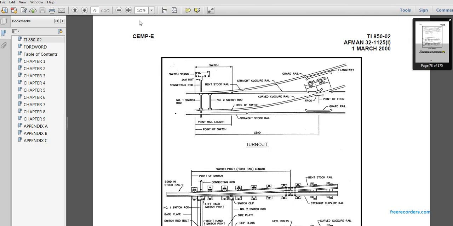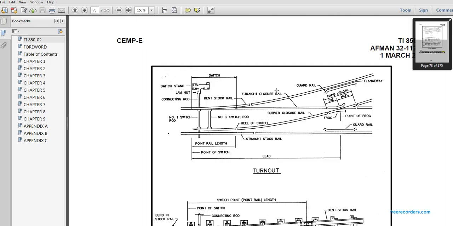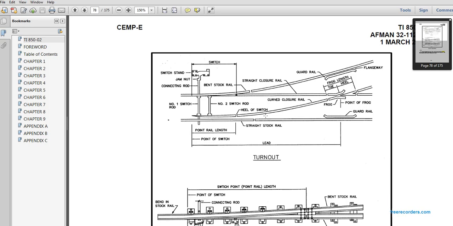At the top part, we're going to go over the switch. You see the switch here with the switch stand, jam nut, connection rod, number one switch, number two switch, heel of the switch, and straight stock rail. The lead is along the main track line, from the point of the switch to the point of the frog. If you're taking the turn, you take the straight closure rail to the flange, and where it hits the next set of rail between the frog, the toe and the heel and the point of the frog, with flangeways to hold the guard rail on to the main line of the track.